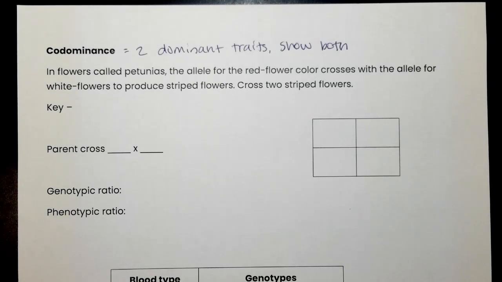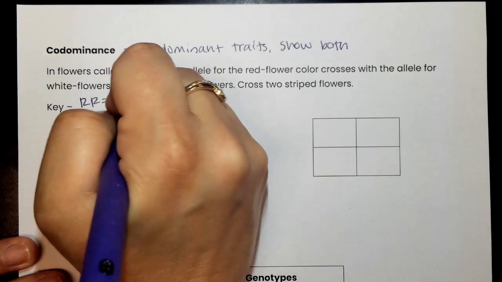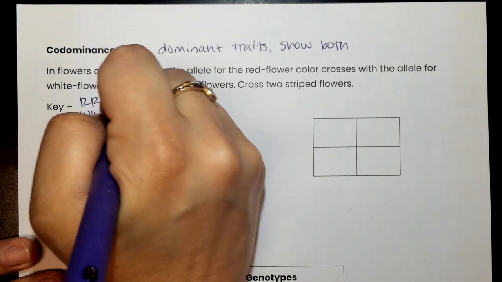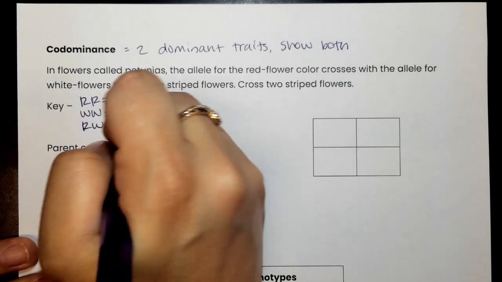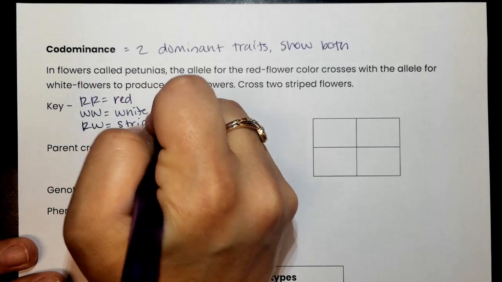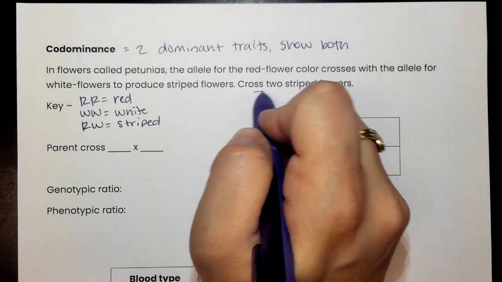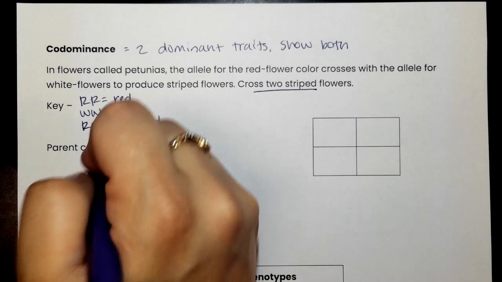So in flowers called petunias, the allele for red flower crosses with the allele for white flower to produce striped flowers. So I'm going to go ahead and make my key. So I'm just going to use big R for red again, since it's a dominant trait. I'm going to use big W for white. And then this time, RW, instead of being pink, will be striped. So it's got some red and some white. So they're not blending together. And we are crossing 2 striped flowers. So the genotype for both parents is going to be RW.